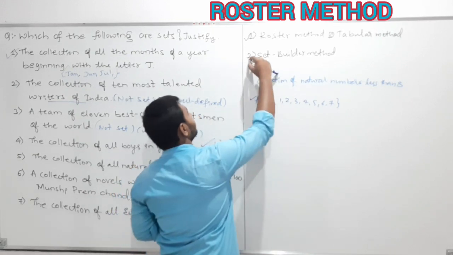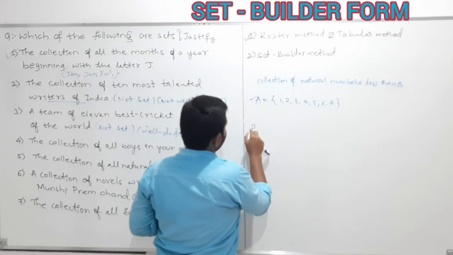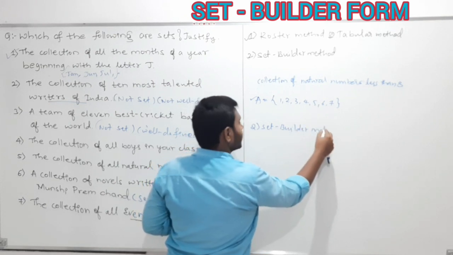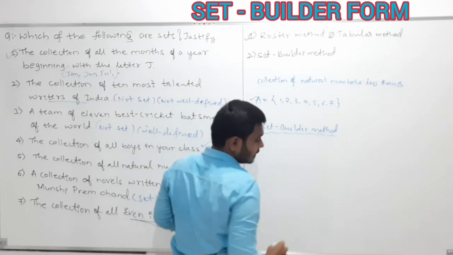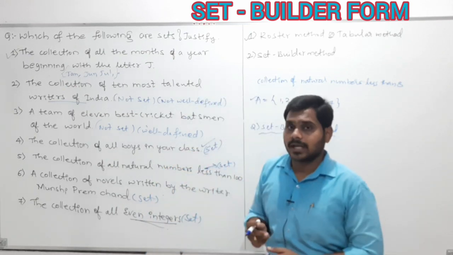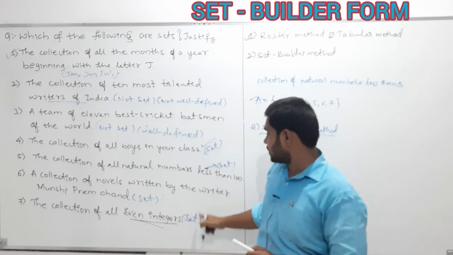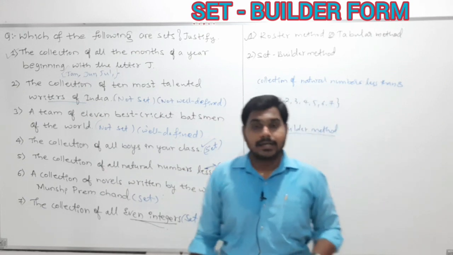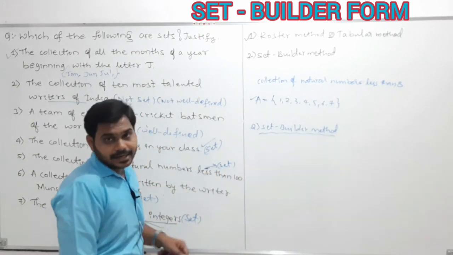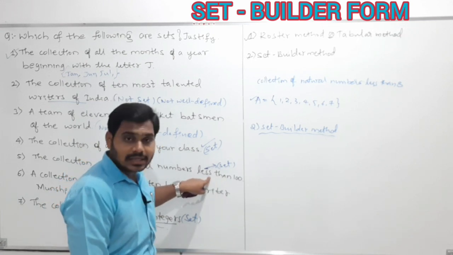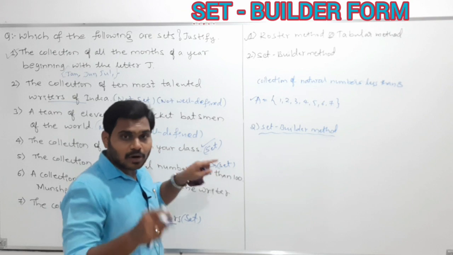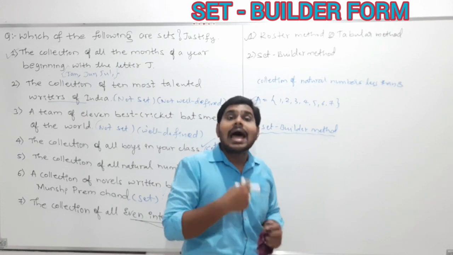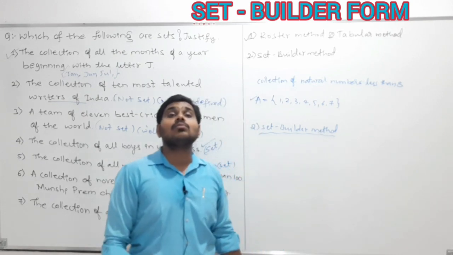And now the second one, my dear students. So what is the second one? The second one I am going to discuss is the set builder form. Please remember, sometimes if I write, for example, the collection of all natural numbers less than 100, is it possible to list all the elements? Yes, obviously it is possible, but it will consume time, and I would require more space.